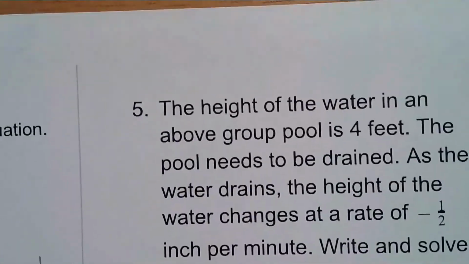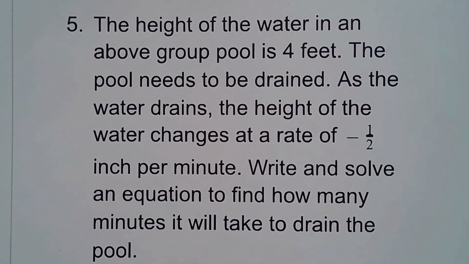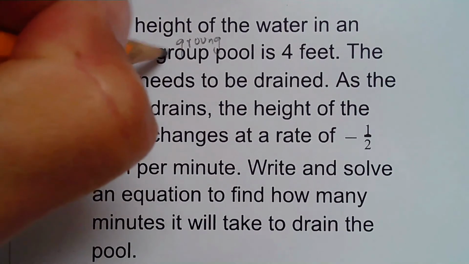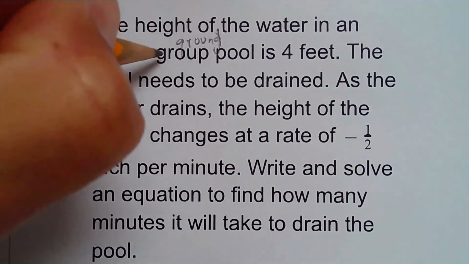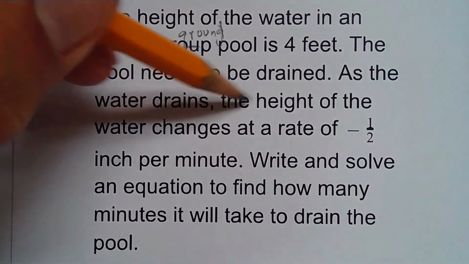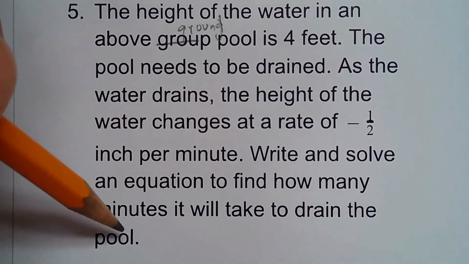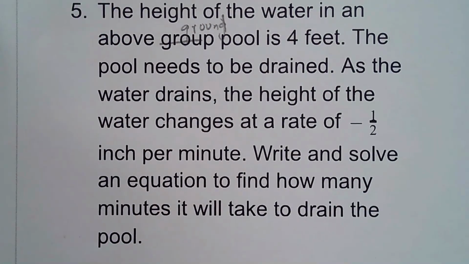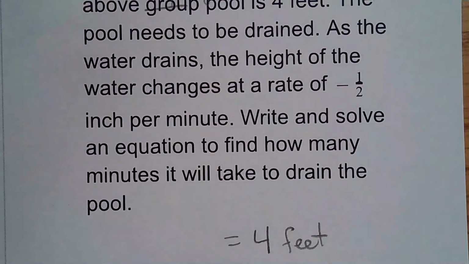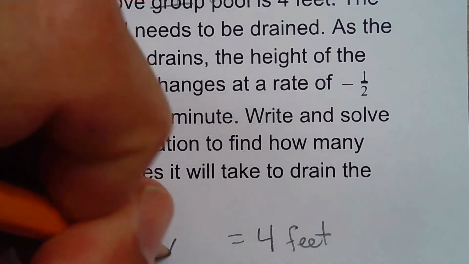Number 5. The height of the water in an above ground pool is 4 feet. The water needs to be drained. As the water drains, the height of the water changes at a rate of negative 1/2 inch per minute. Write and solve an equation to find how many minutes it will take to drain the pool. Okay, so we need to get 4 feet out, and it drains at 1/2 per minute. So how many minutes?